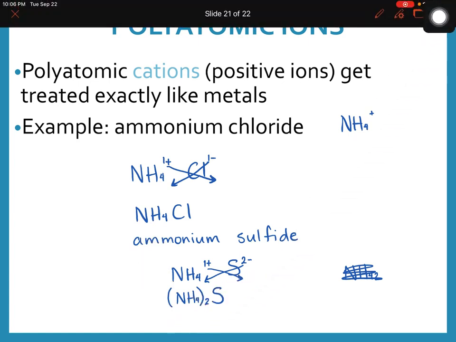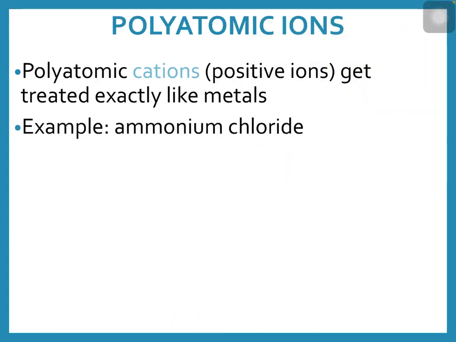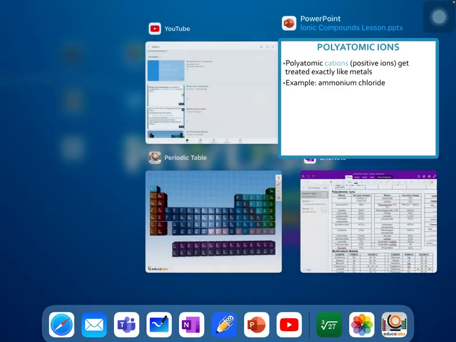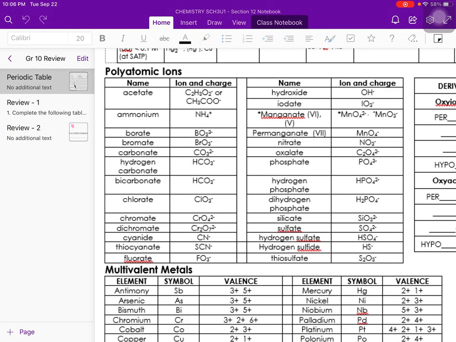And I'm just going to clear this. I didn't make myself a separate slide. So the next thing I want to do is give you the formula and work backwards to come up with the name, which is probably the easier thing to do. And so here, because we're looking at polyatomic cations, I think ammonium is probably the only positive one we have here.